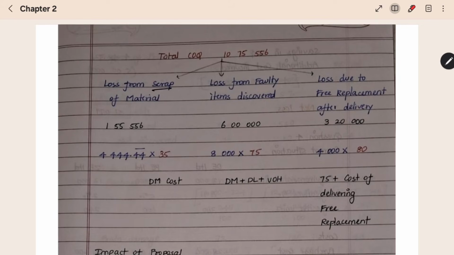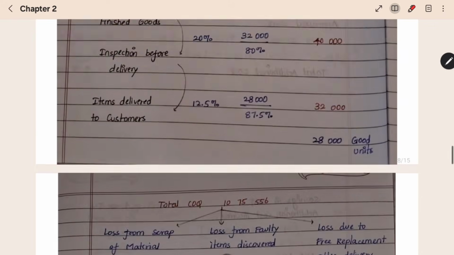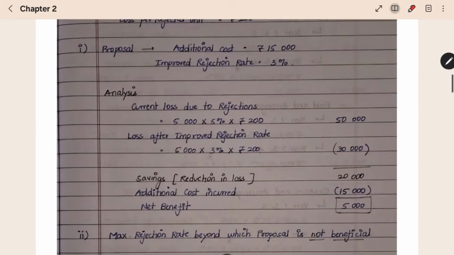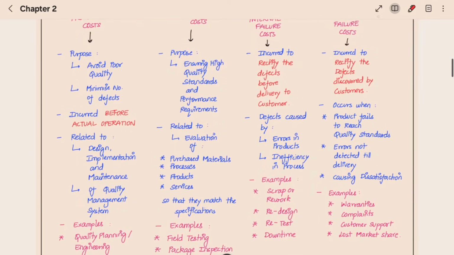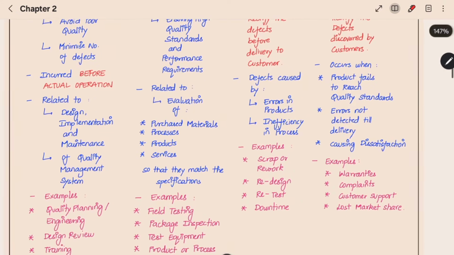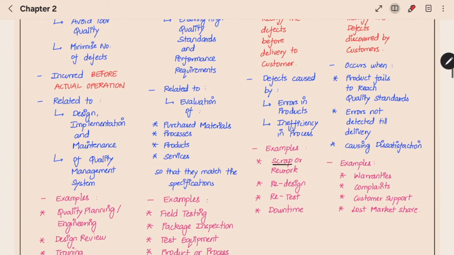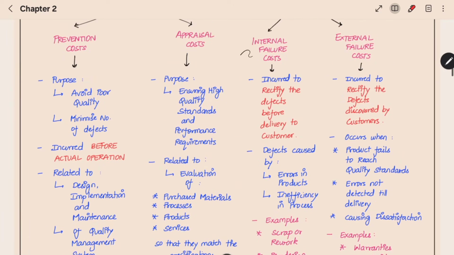For scrap of material, it is an internal failure cost. How is it an internal failure cost? As we saw already in the concepts, it is an internal failure cost because it is incurred to rectify the defect before delivery to the customer. Before delivering to the customer, you found out the fault. Scrap or rework will come in internal failure cost.